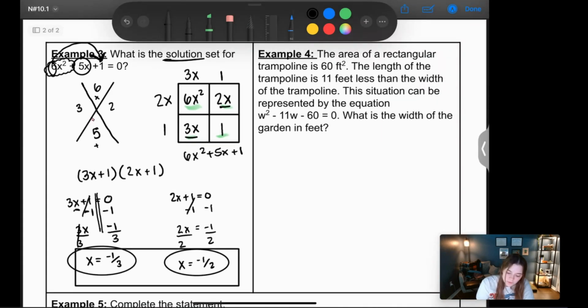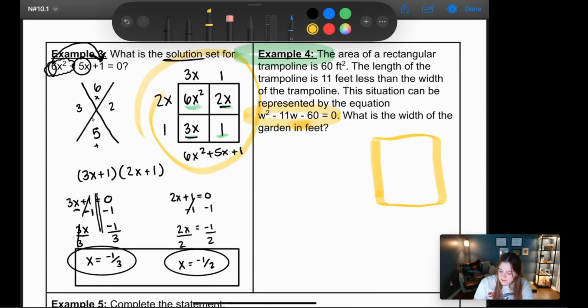You are going to try example 4 on your own. Remember, you're still using box method. Do not let all of these words scare you. It says the area of the rectangular trampoline is 60 feet squared. Okay, 60 square feet. The length of the trampoline is 11 feet less than the width of the trampoline. This situation can be represented by, so look, you don't even have to come up with the equation, it gave it to you. And then what do we do with these trinomials? What method should we use? The box method. And then it's the same exact process. Don't let it scare you just because it adds a lot of words in it. Still the same process. Try this example 4 on your own.